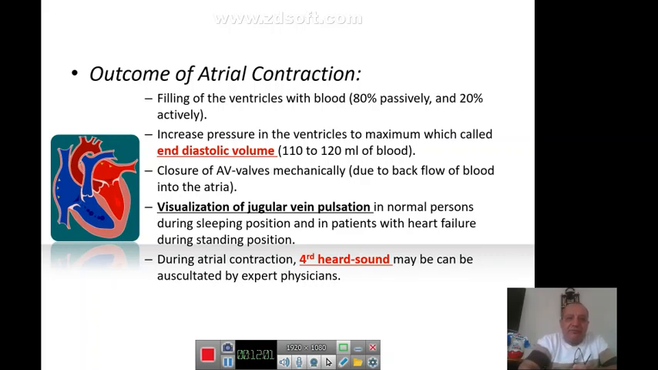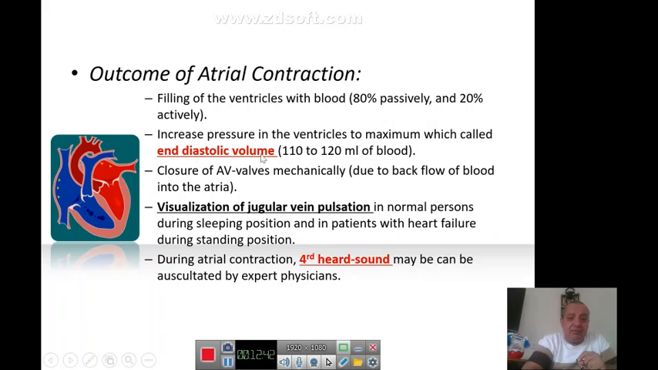Movement of the blood from the upper part of the heart to the lower part, 80% passively and 20% actively due to atrial systole. Again, 80% passively due to gravity and movement of the blood inside the blood vessels and negative pressure inside the heart during the time, and 20% only will move actively due to atrial systole. Increase pressure in the ventricles to maximum, and this is a very important pressure.